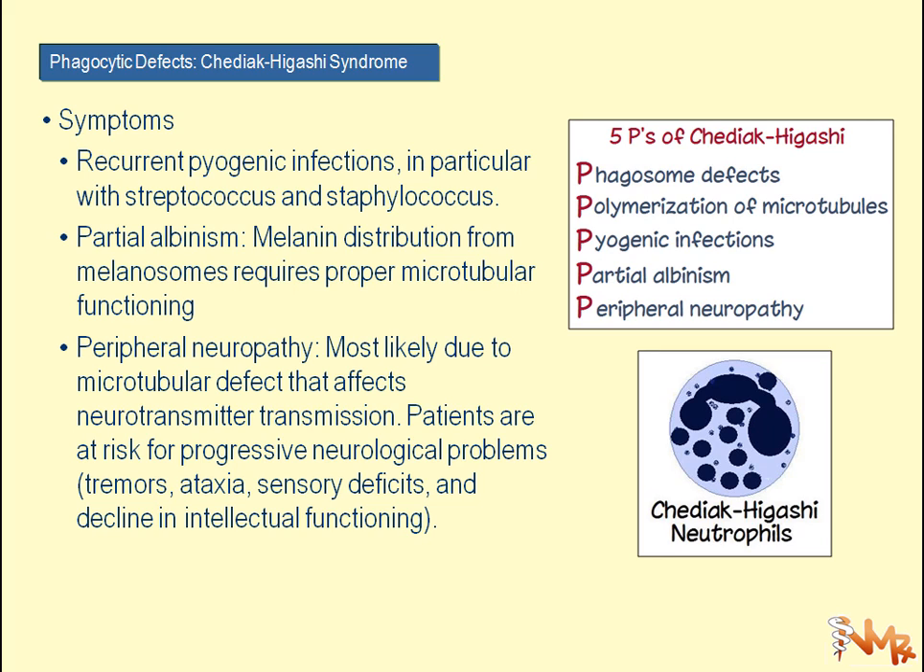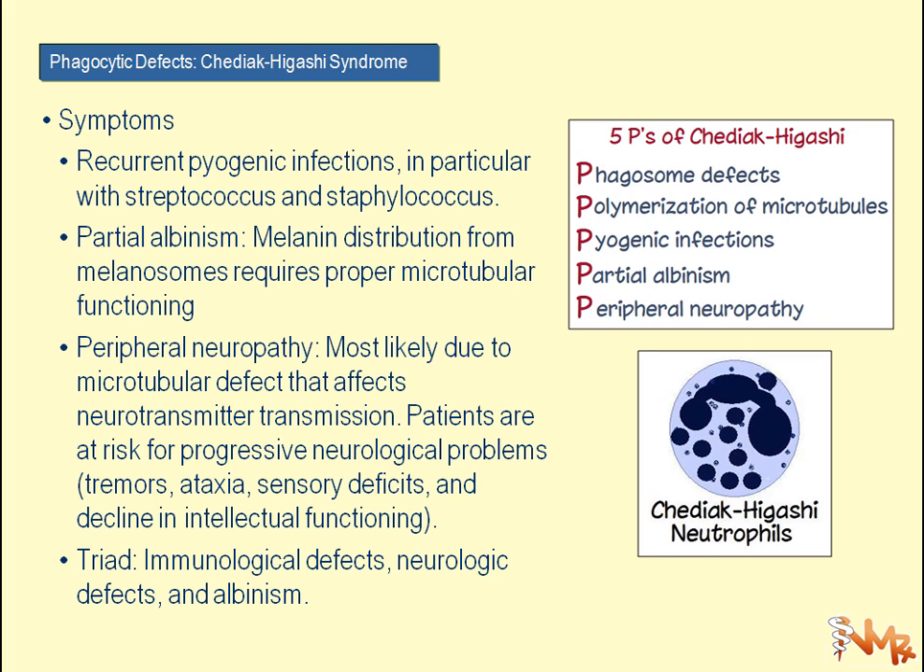This is most likely due to a microtubular defect that affects transmission of the neurotransmitters. Patients are at risk for progressive neurological problems. They have tremors, ataxia, sensory deficits, and progressive decline in intellectual functioning. Triad of Chediak-Higashi: immunologic defects, neurologic defects, and albinism.